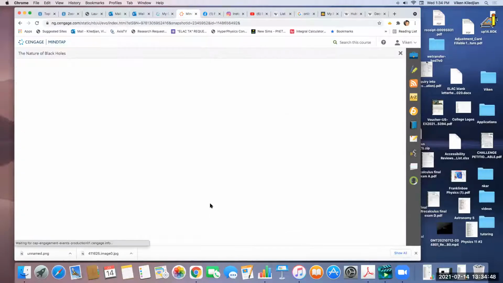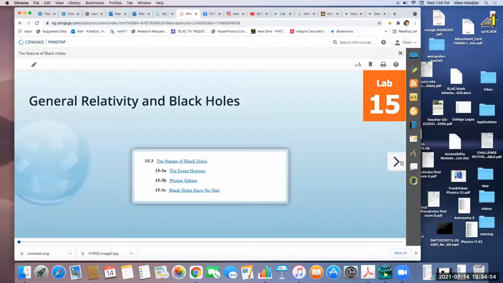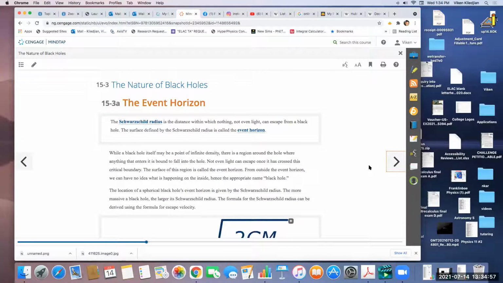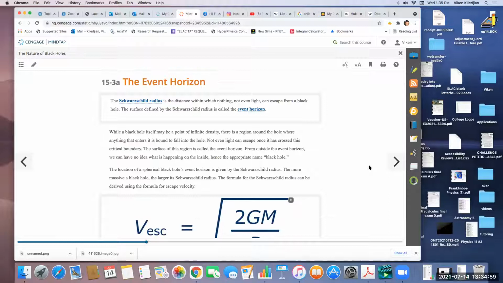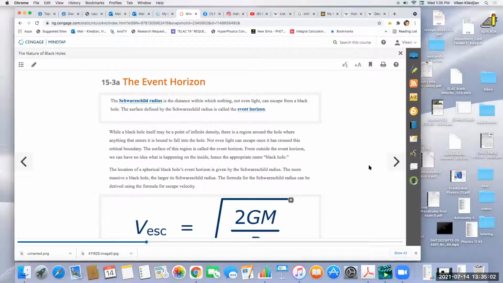Oh, the fun topic, nature of black holes. So the Schwarzschild radius is the distance within which nothing, not even light, can escape from a black hole. The surface defined by the Schwarzschild radius is called the event horizon. While a black hole itself may be a point of infinite density, there's a region around the hole where anything that enters it is bound to fall into the black hole. Not even light can escape once it has crossed this critical boundary.